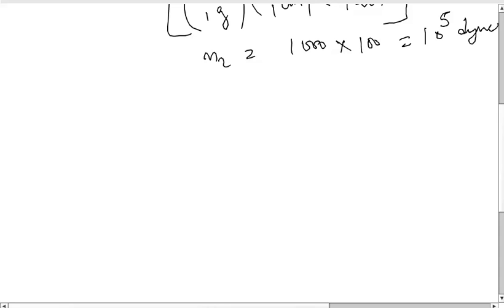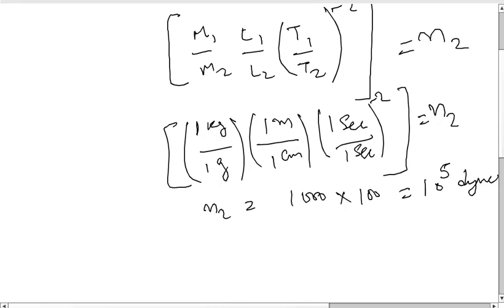Guys, any doubt? This is just a formal method of writing it. Is it clear? Okay. So we already did it in the last class. You may note it down. Then next, solve the question.